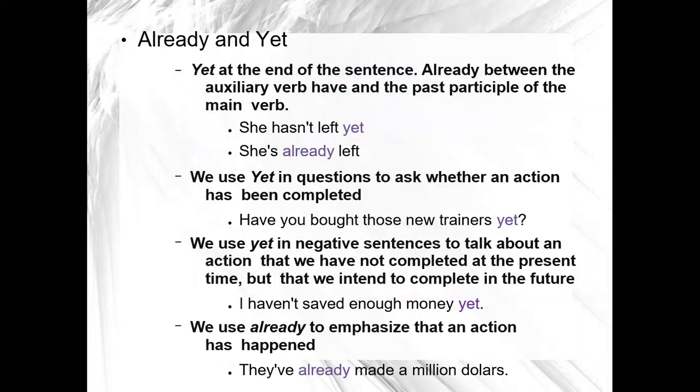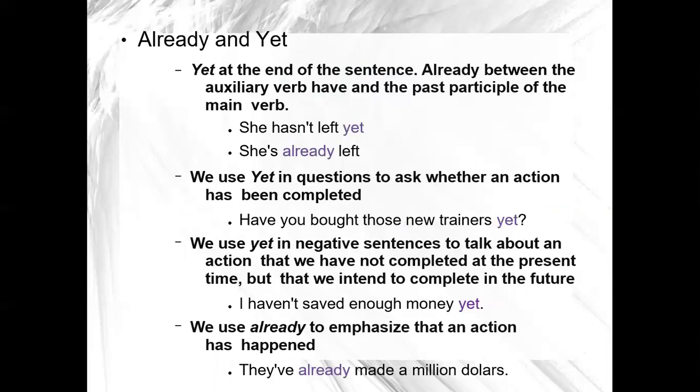Already and yet. Yet at the end of the sentence, already between the auxiliary verb have and the past participle of the main verb. For example, she hasn't left yet. She has already left. We use yet in questions to ask whether an action has been completed. Have you bought those new trainers yet?